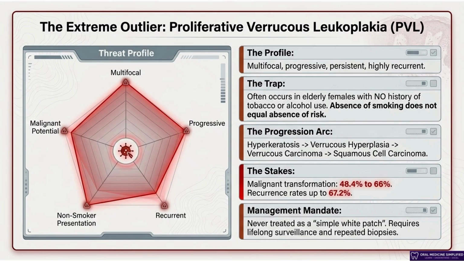The major clinical danger is that PVL may keep recurring despite treatment and has a higher risk of malignant transformation. So, if a patient has multifocal leukoplakia that is slowly spreading, recurring, or becoming verrucous, we must not treat it as a simple single patch. PVL requires long-term surveillance, repeated biopsies, and specialist level management.